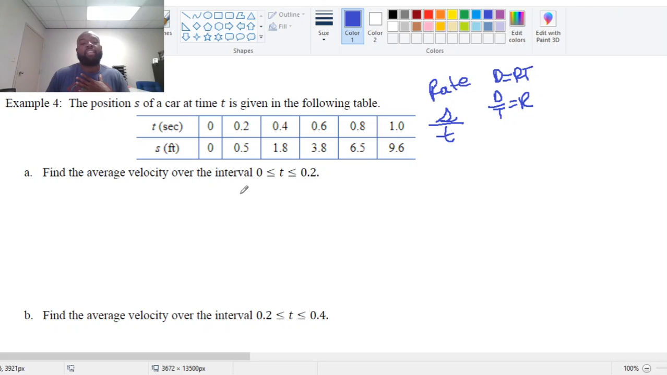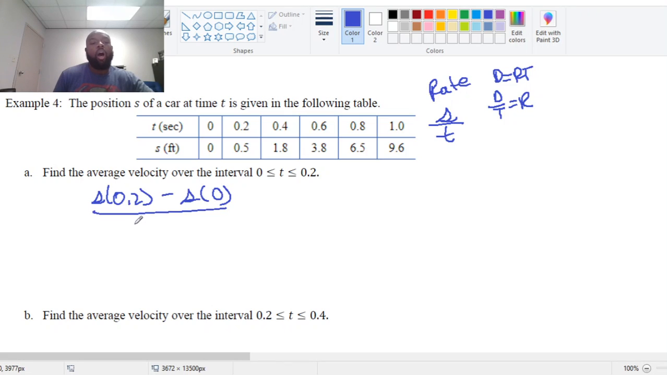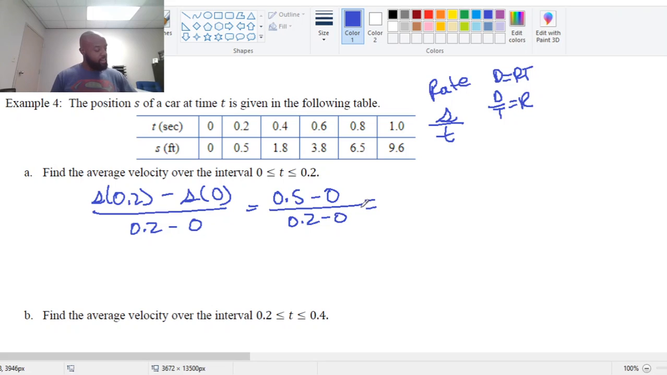So if we want to calculate average velocity, we basically calculate the average rate of change over this interval here, and we're going to do it from 0 to 0.2. And so that's going to be S of 0.2 minus S of 0 all over 0.2 minus 0. And what's nice about tables is we always get the functional value without having to do any work. And so that equals, I've done that myself already.